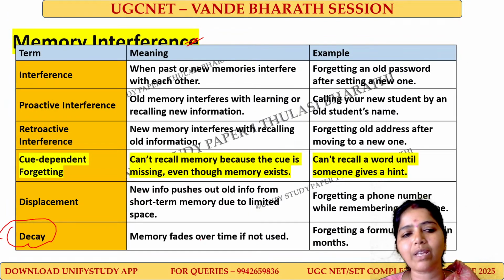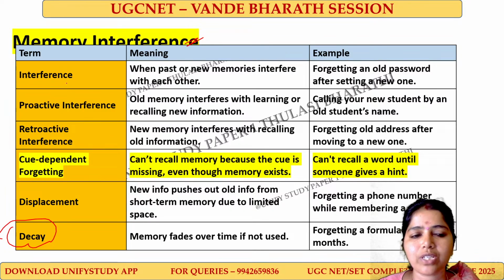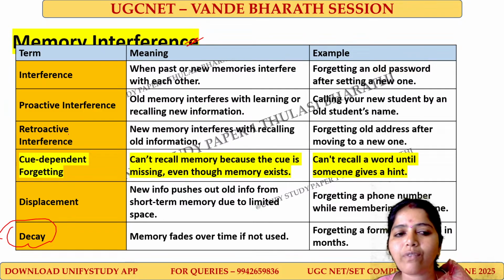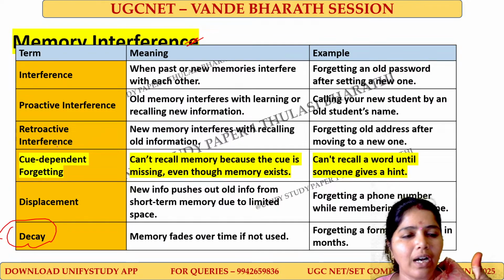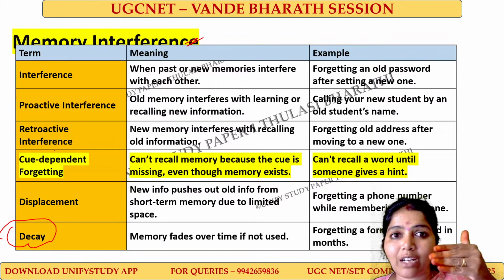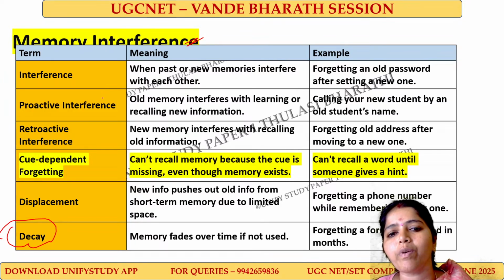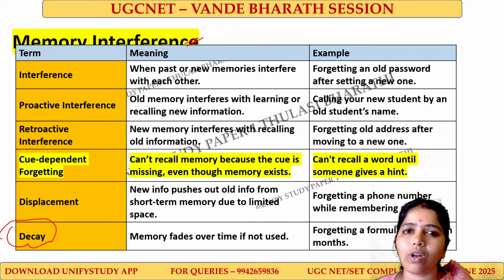And now comes a very important one, the terms that we have in memory. This time the examinations are focused on all these terms. Before, we had questions on the types of memory in learning, and now they are focused on interference. Interference means some kind of disturbance which happens in memory when we retrieve or recall something. So when past or new memories interfere with each other, it's called interference.